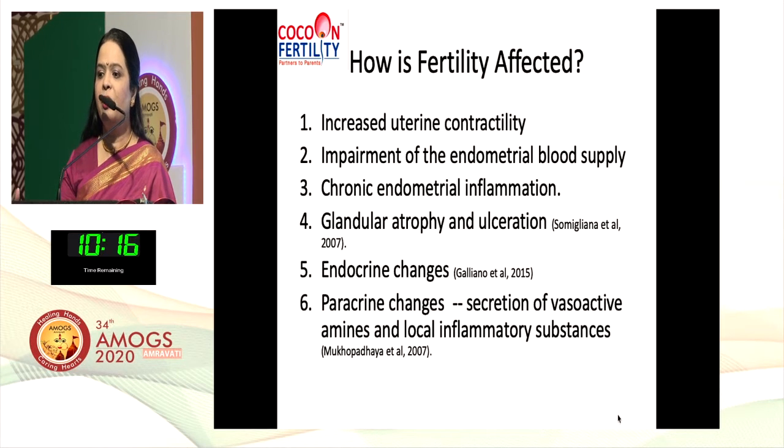So there are multiple theories through which people say that fertility drops. One is that the uterine contractility does get reduced because the myoma in the uterine muscle disrupts the structure there, and because the structure gets disturbed, your blood flow gets affected. Because the blood flow gets affected, you have a little anoxia there and therefore chronic inflammation. You also end up getting glandular atrophy and ulceration in extreme cases. Endocrine changes also happen because remember this is an estrogen-based tumor. And we also get paracrine changes where you have got vasoactive amines and local inflammatory substances that rise.